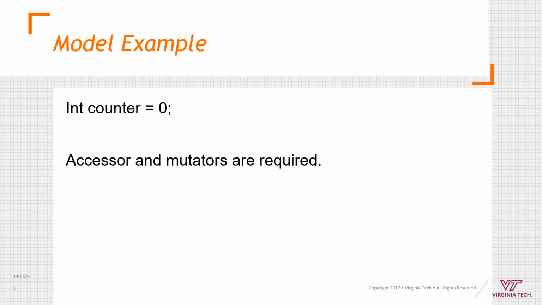For our model example, let's consider a simple data type that represents our entire model. Let's use an integer counter with an initial value of 0. This counter will be incremented one by one. We're going to need an accessor and a mutator to the data type. This is not necessarily methods, but it will be methods if the model is in a standalone class. Either way, we need a way to get access to the current counter value and a way to increment the counter value one by one.